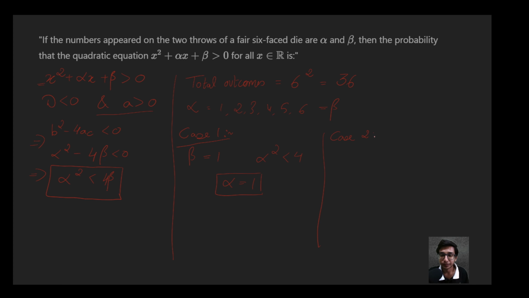For case 2, let's say I take my beta to be 2. So my alpha square has to be less than 8. So what are the values of alpha that would satisfy this equation? It can be 1, it can be 2, it cannot be 3, because 3 square is 9, which is greater than 8, so it is not less than 8. So here we have 2 possibilities. Here we had 1 possibility, here we have 2 possibilities.